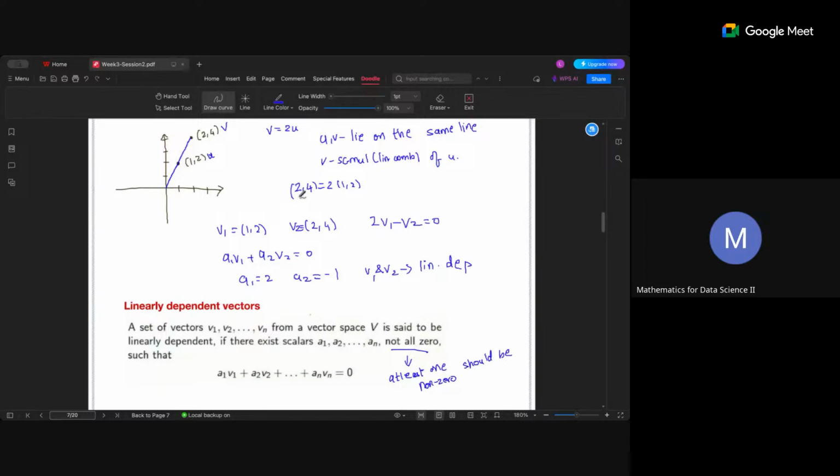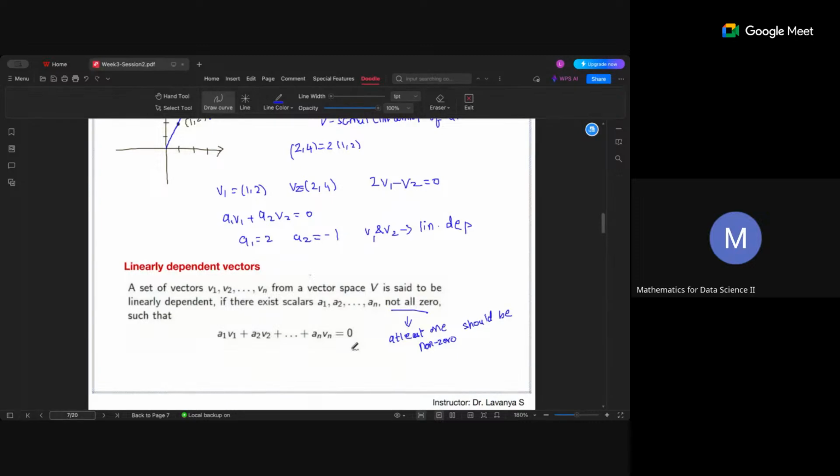Is it not obvious? One is dependent on the other. Yes, one can be obtained from the other. So now, whatever you understood here, they are extending it for n number of vectors. If you have n vectors and you consider their linear combination to be 0, and we are able to find coefficients, at least some of them non-zero, then you can say that set of vectors is linearly dependent.